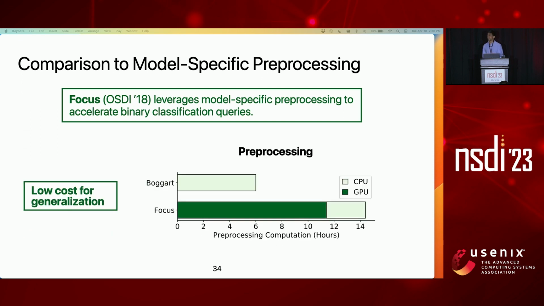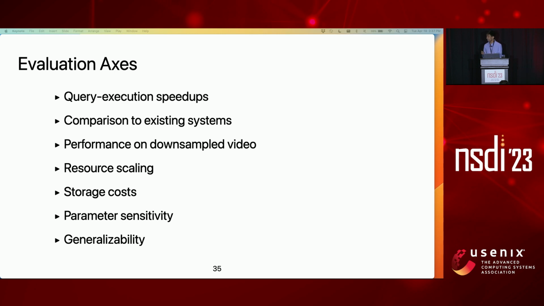I also want to mention that Boggart's pre-processing is faster and doesn't require GPUs, unlike Focus. Further, Boggart's pre-processing runs once per video to support all future models. But to avoid accuracy drops, Focus would have to run pre-processing for every model it wishes to support, leading to higher costs and potential for wasted work. I would ask you to see the rest of the paper for the rest of our evaluation.